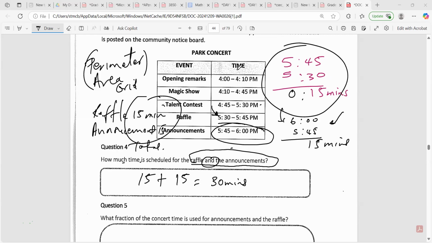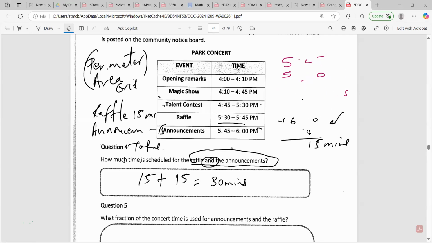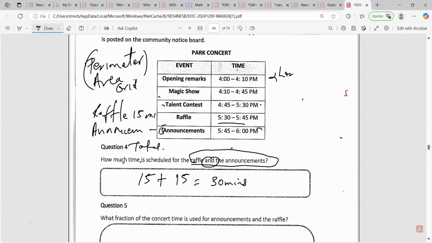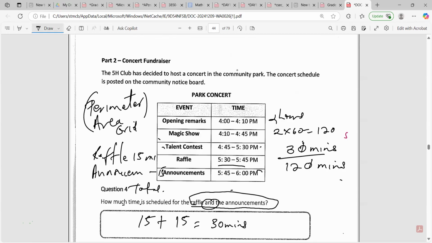What's your answer? My answer is a fourth. How I calculated it: it starts at 4 and ends at 6, so I subtracted 4 from 6 and that's 2 hours. 2 hours is 120 minutes. In question 4 we calculated that the time of the raffle and announcement is 30 minutes. So I put 30 over 120. Then I reduced it by 10 and I got 3 over 12. Then reduced it again by 3 and got 1/4.